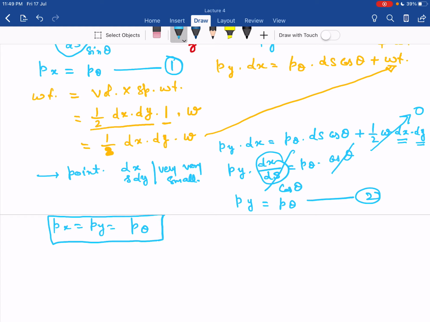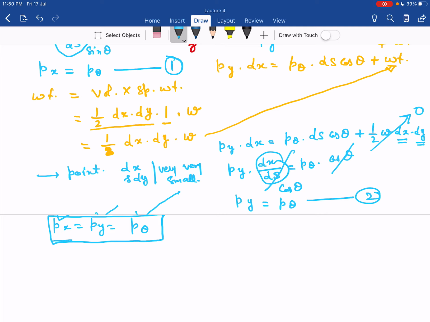Now how do you state this equation? This equation says that at a point the pressure intensity along the x direction is equal to the pressure intensity along the y direction, is equal to the pressure intensity along any other third direction which is at an angle theta.